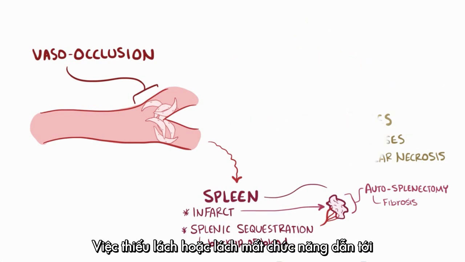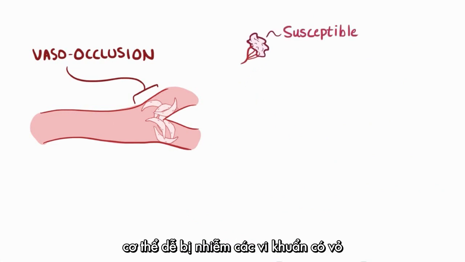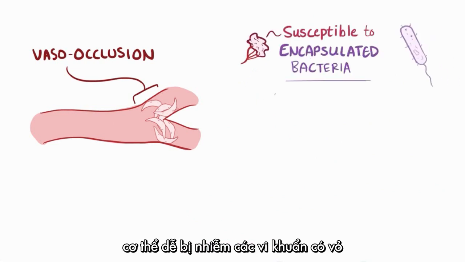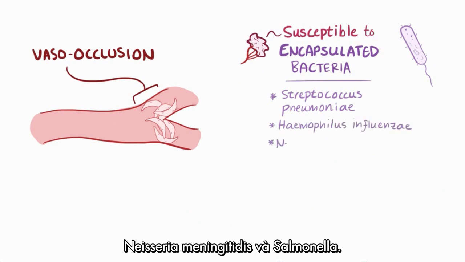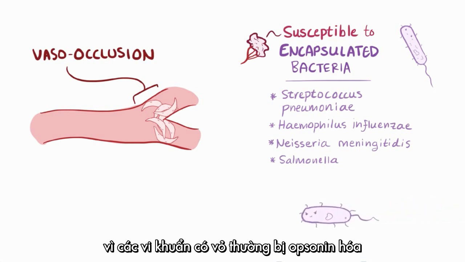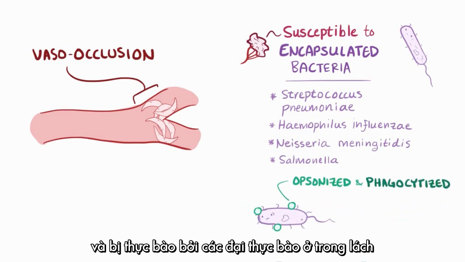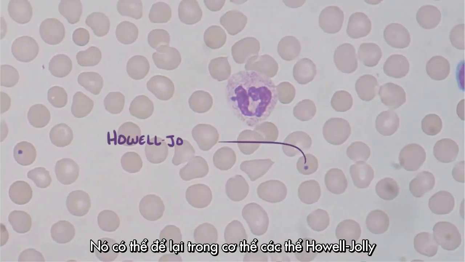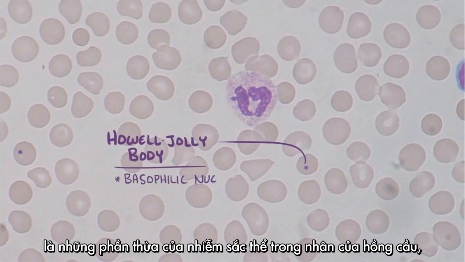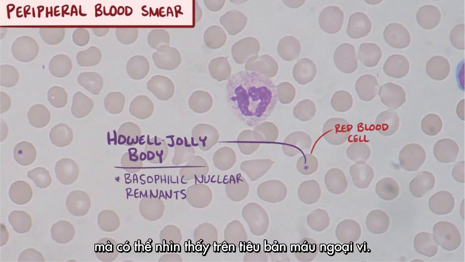Having an absent or non-functional spleen means a person's susceptible to encapsulated bacteria, like Streptococcus pneumoniae, Haemophilus influenzae, Neisseria meningitidis, and Salmonella species, since encapsulated bacteria are normally opsonized and then phagocytized by macrophages in the spleen. It also leaves a person with Howell-Jolly bodies, basophilic nuclear remnants in red blood cells, which can be seen on a peripheral blood smear.